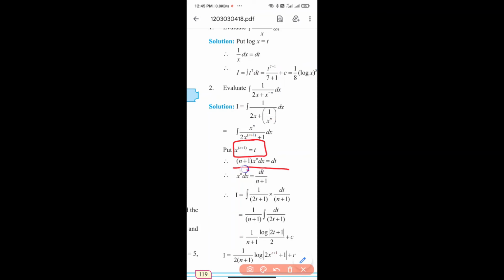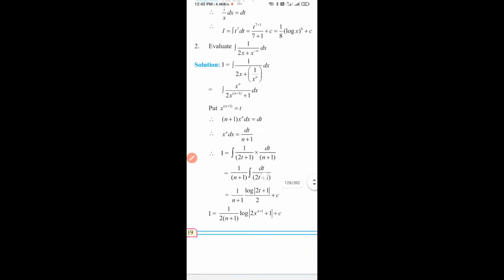We only have x raised to n dx in the denominator, if you can see. So we have taken n plus 1 on this side. So x raised to n dx has become dt by dn. In the place of x raised to n dx, you have to put this whole thing. In the place of x raised to n, you have to put t, and this is what you have got.